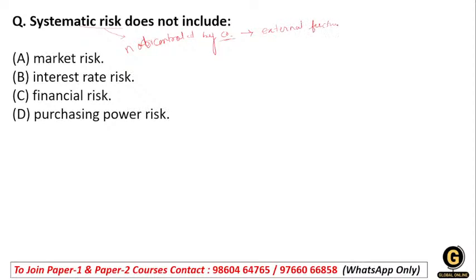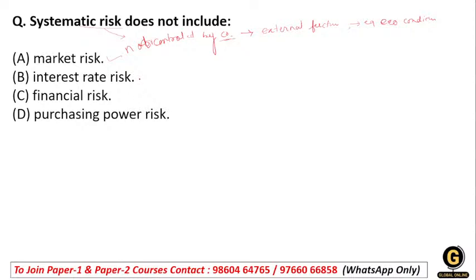And what kind of external factors? Like a change in economic conditions, political events, or a natural disaster. Because you do not control this kind of thing, this is called systematic risk. So market risk is a kind of systematic risk, because it is out of our control. All market risk depends on external factors like war, political decisions, economic conditions, natural disasters.